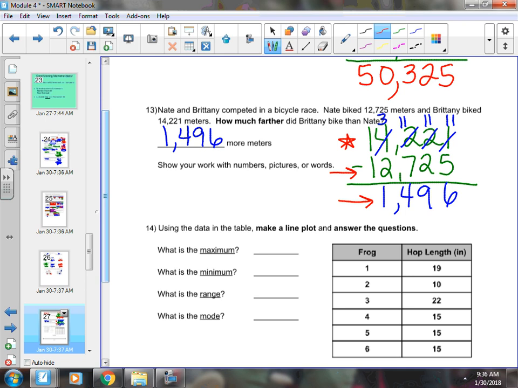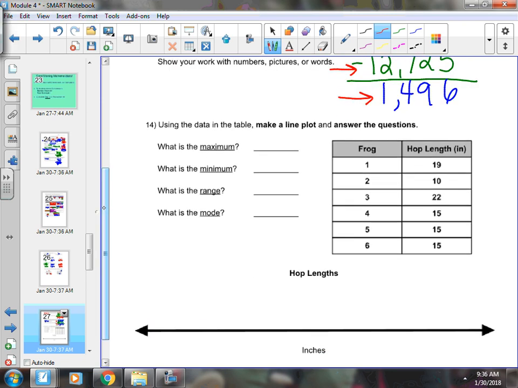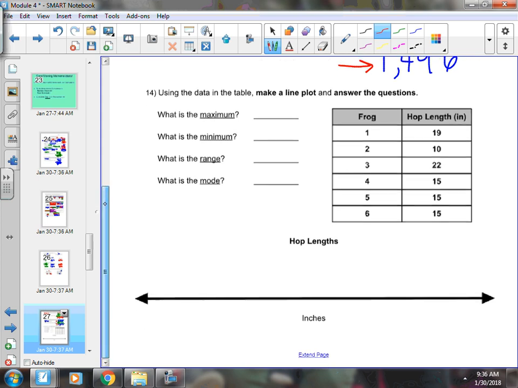All right, the last one. Using the data in the table, make a line plot. Remember, a line plot is composed of x's. And then, of course, answer the questions. Okay, so let's make a line plot first. I can see that we are making a line plot for how far different frogs jumped. Frog 1, frog 2, frog 3, frog 4, frog 5, and frog 6.